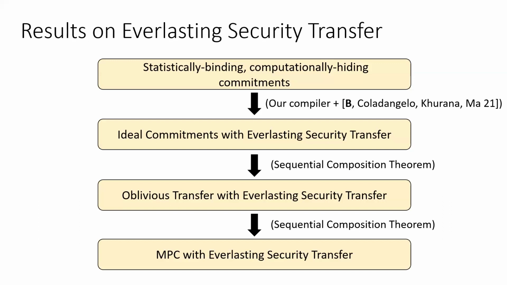So from the end of all of this, if we just start with this really basic cryptographic assumption of statistically binding computationally hiding commitments, we can go all the way to this general setting of MPC with this notion of everlasting security transfer. Okay, and I think that's all I wanted to say. So happy to take questions on this.